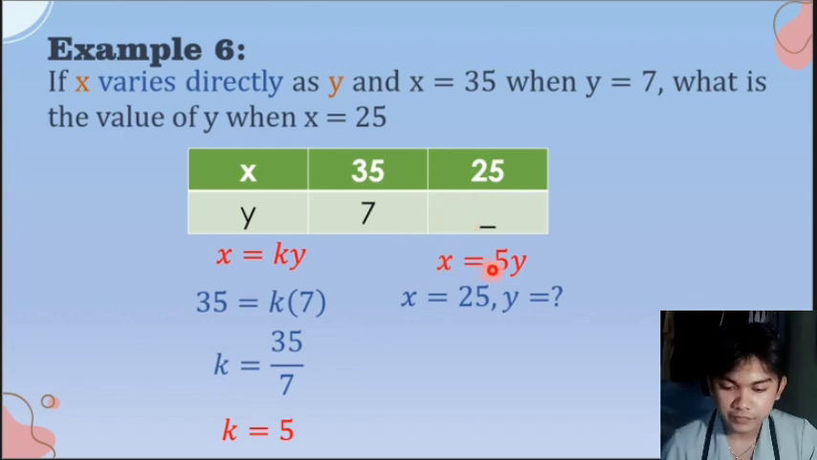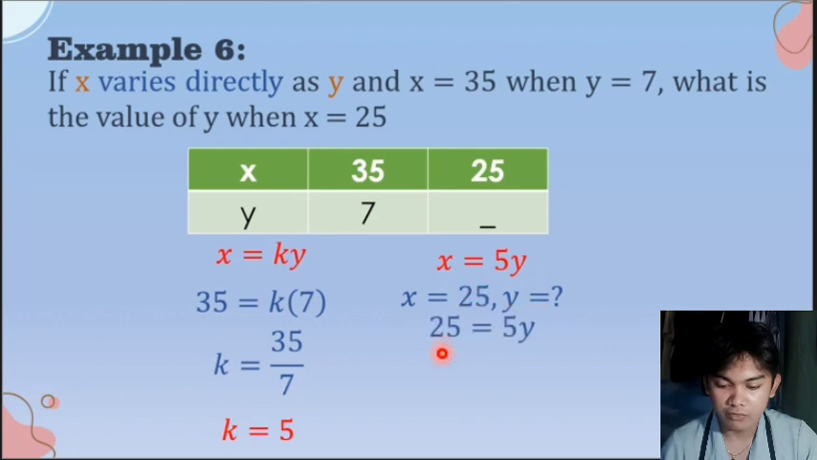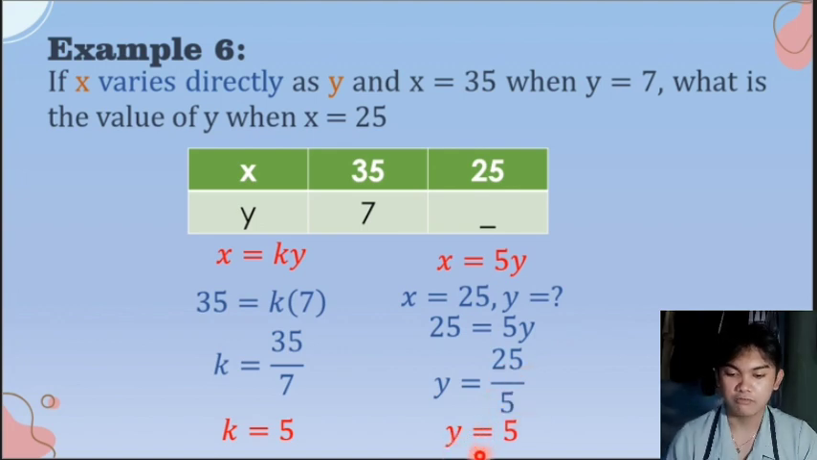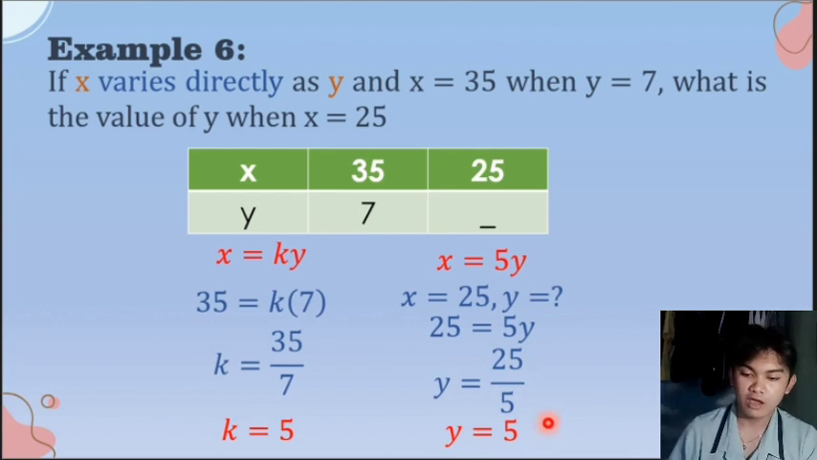So we have here the value of k. Substitute the value of k in this equation: x is equal to 5y. So when x is equal to 25, what is the value for y? Substitute the value of x: 25 is equal to 5y. To eliminate the 5 on this side, we have to divide both sides by 5. So y is equal to 25 over 5, which is y is equal to 5. So the value of y when x is equal to 25 is 5.